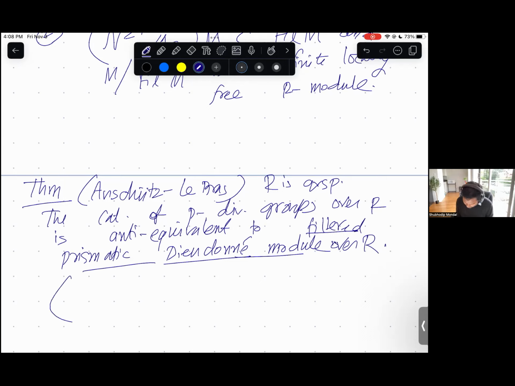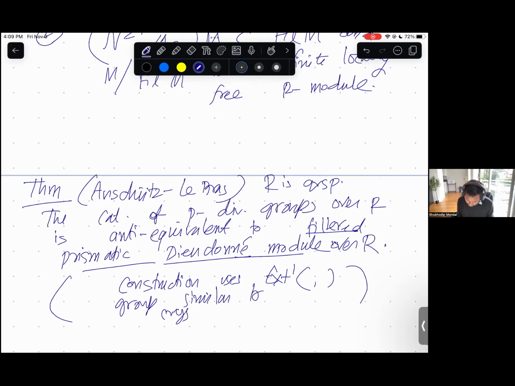I'm not really describing the construction in detail, but their construction is given by a very similar Ext^1 group in the quasi-syntomic topos of R. So the construction uses an Ext^1 group, similar to crystalline Dieudonne theory.